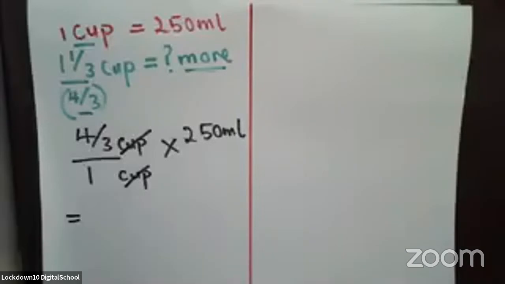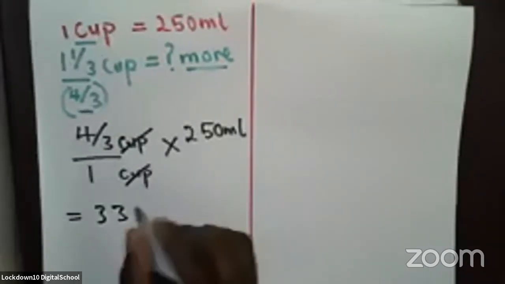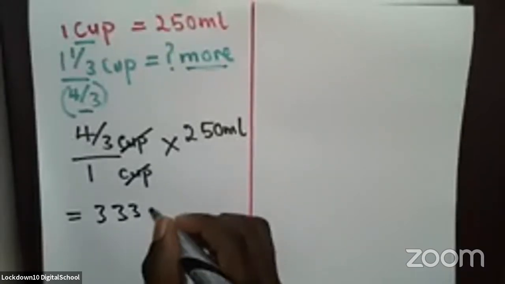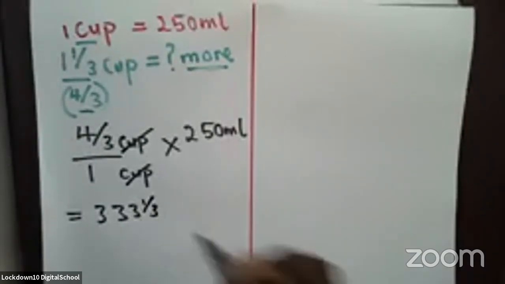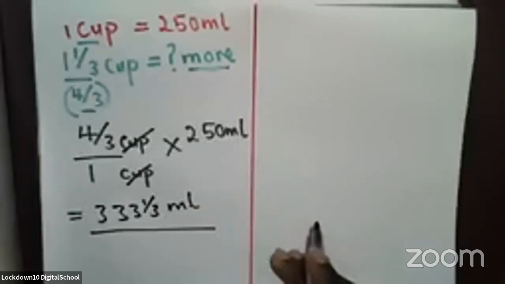Okay, what do I have here? I have 333.33 milliliters if I want it to be exact.